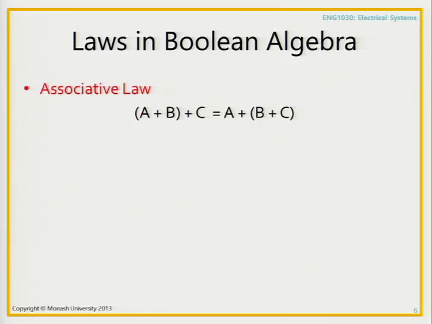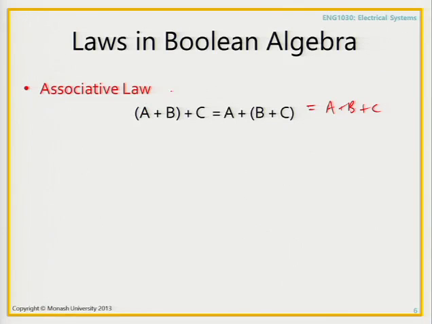Now have a look at this one. So here's something that we take for granted in normal algebra. This is called the associative law, and it says that it doesn't matter which operation I do first when I have 3 variables. If I do an OR operation between all of them, well, the output's going to be the same. And in fact, this is equal to A plus B plus C.